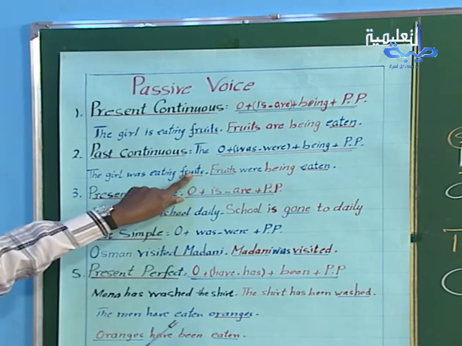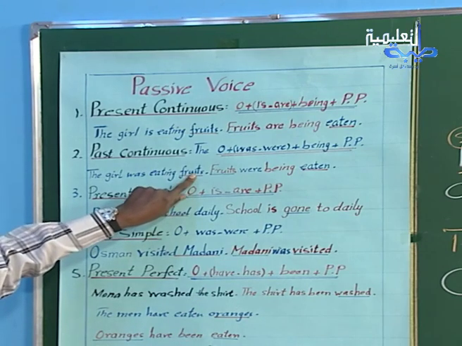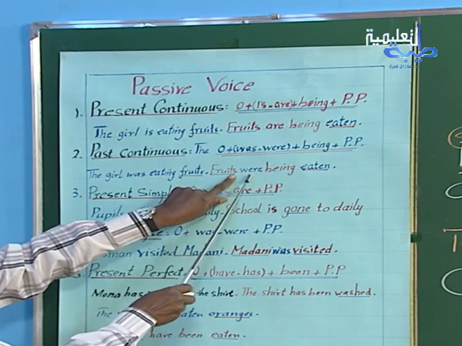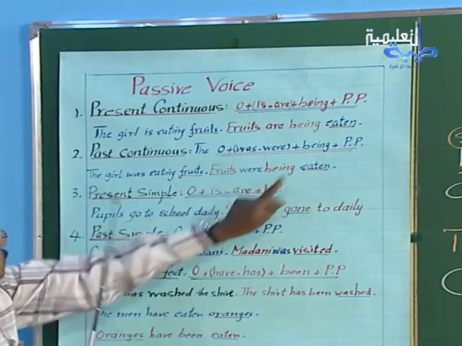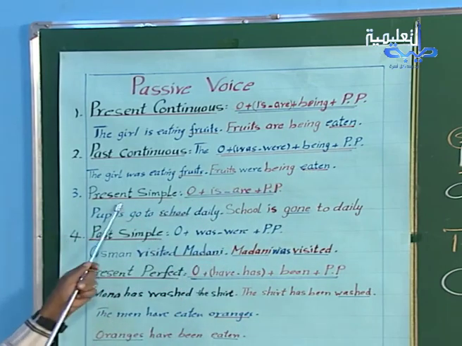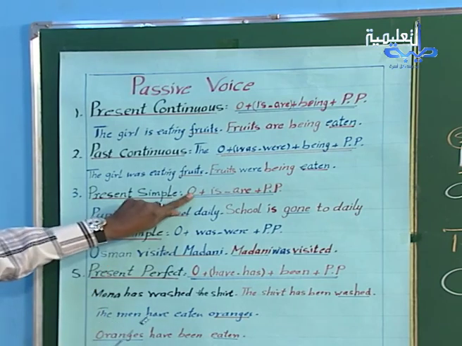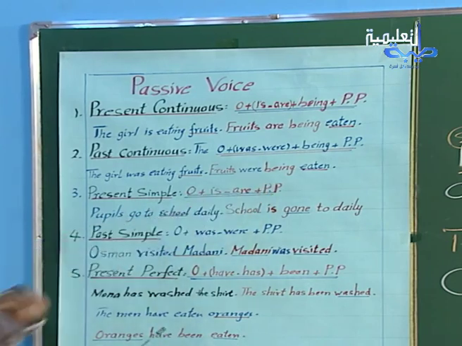So we started with fruit because this is an object. We always start the passive voice with the object. Fruits, because this is plural, we are not going to say was, we say were. Were being eaten. For the present simple, also the rule is object plus is or are plus past participle.